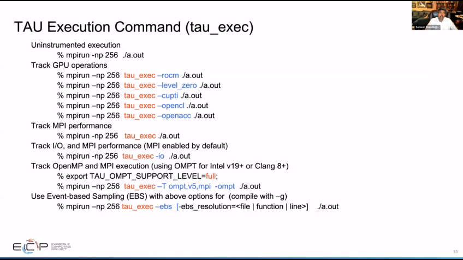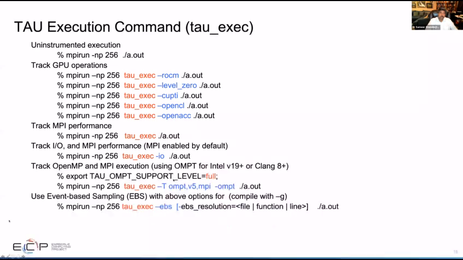In that case, every thread of execution that is spawned using the OpenMP pragma-based execution will be instrumented using the OpenMP calls, and the hooks will be inserted using the OMPT. You can also enable event-based sampling using the EBS option, where your program is periodically interrupted, and then based on where the samples are collected, you can generate a full profile that represents the total execution time.